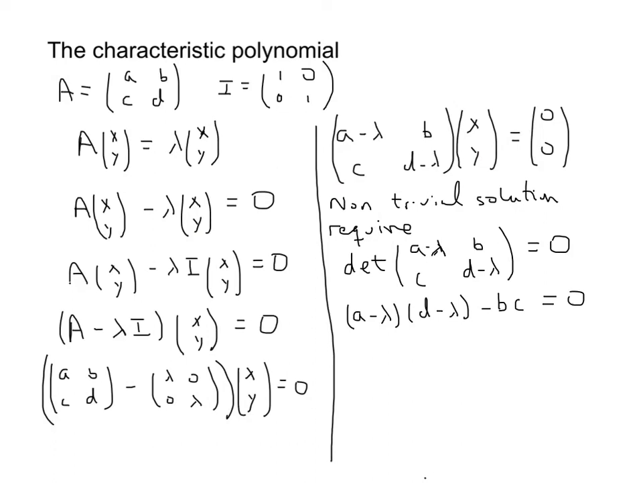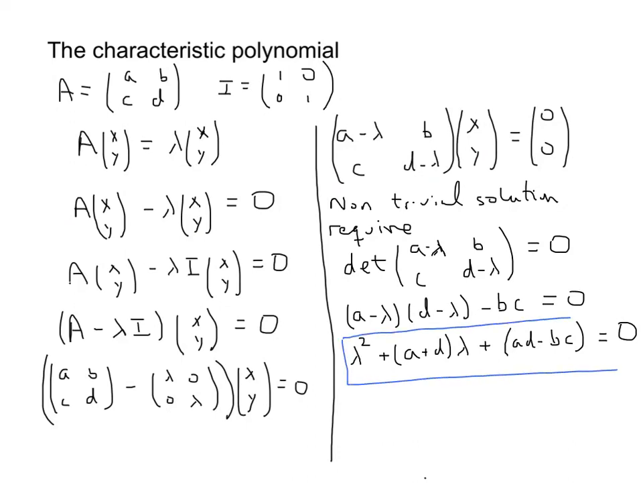This will always lead us to a quadratic equation. In this case, it's the equation lambda squared, plus I have an a plus d lambda term, and then I have a cross term of AD minus BC, and this has to be equal to 0. And this equation is what we refer to as the characteristic equation or characteristic polynomial.